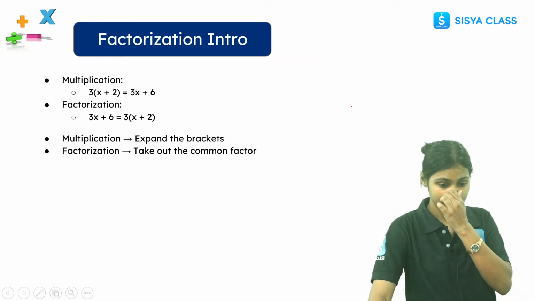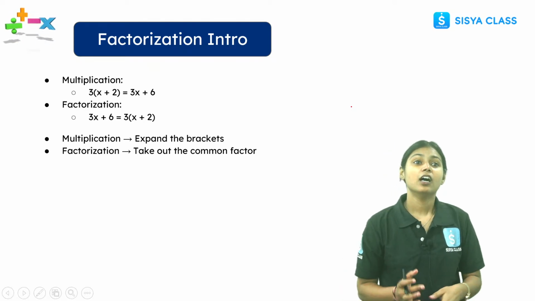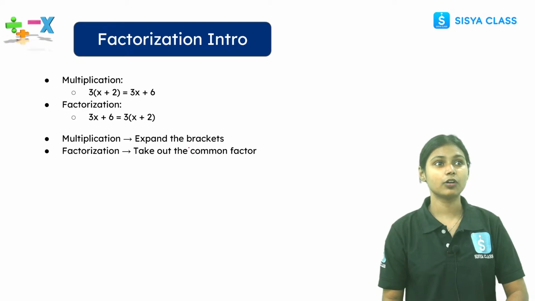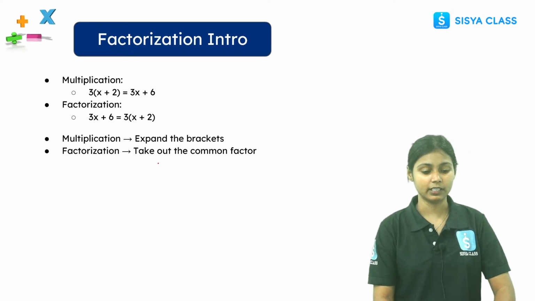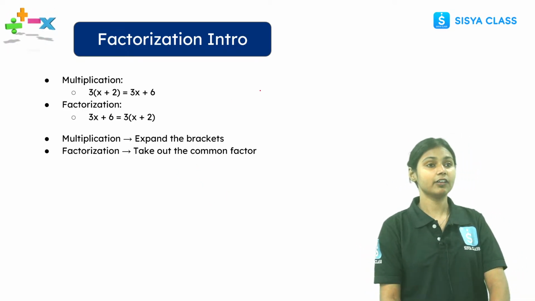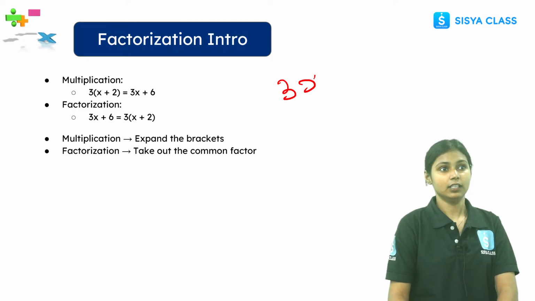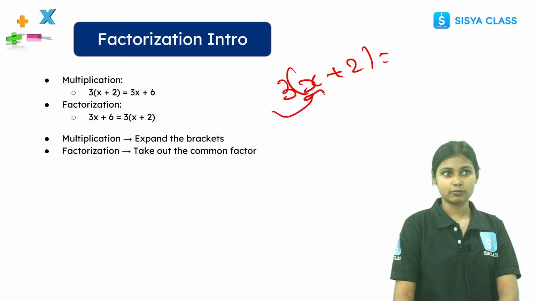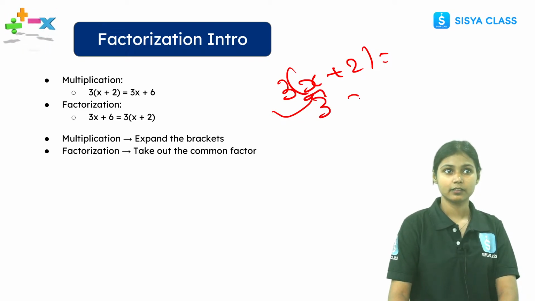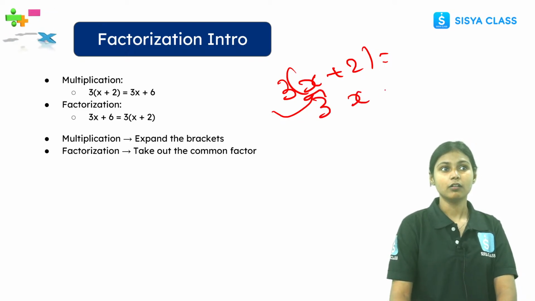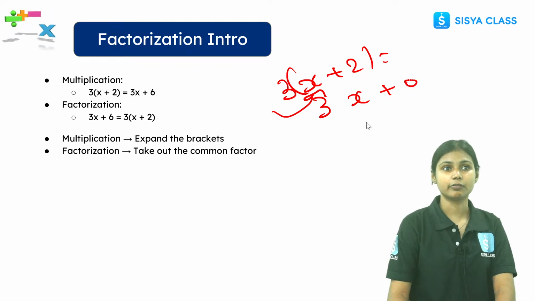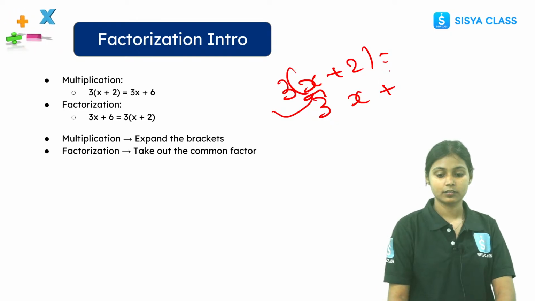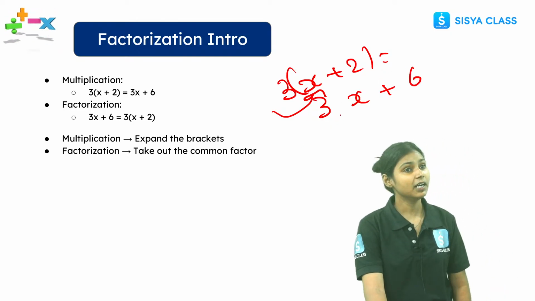Clear? Now factorization. What is factorization? So let's talk about multiplication first. What is multiplication? You already know that whenever we multiply a number, for example, 3 times x plus 2, 3 multiplied by x will become 3x, and then 3 multiplied by 2 will become 6. So this will be called as multiplication.